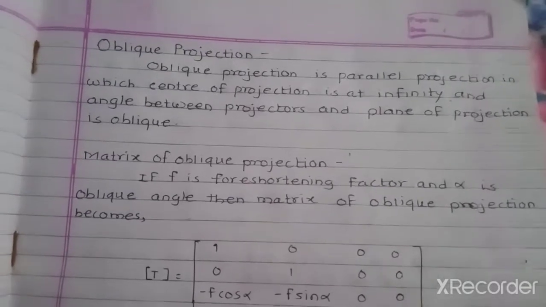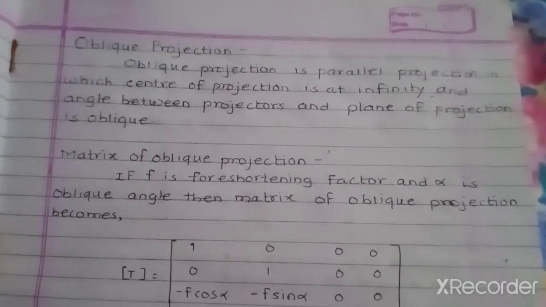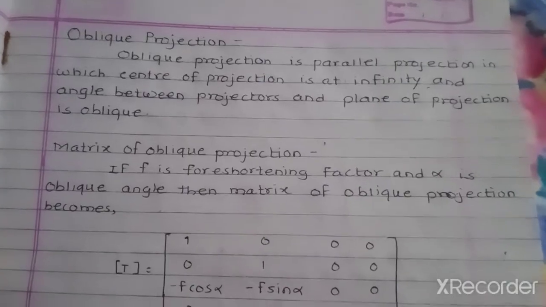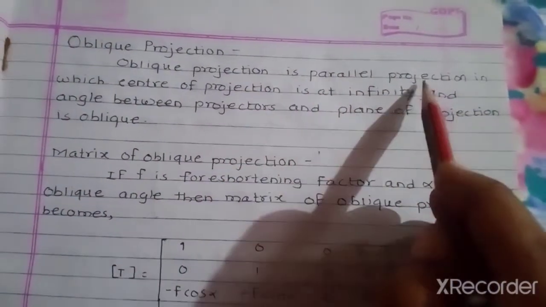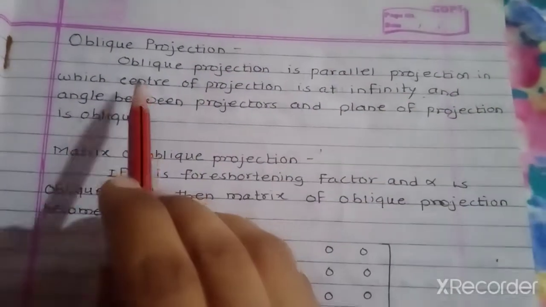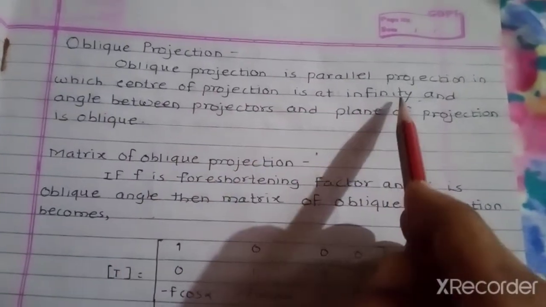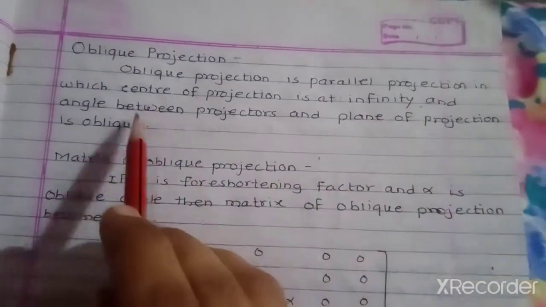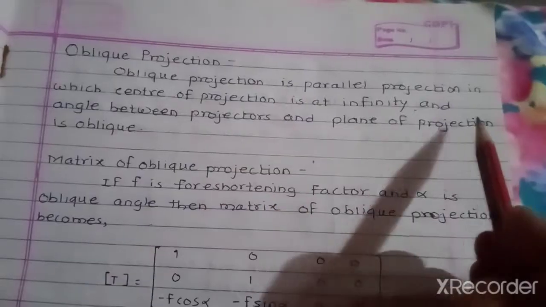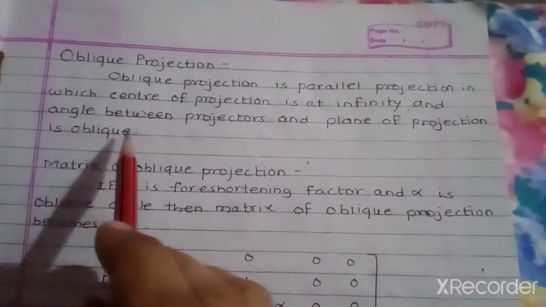Our today's topic of video is oblique projection. Oblique projection is a parallel projection in which the center of projection is at infinity and the angle between the projectors and the plane of projection is oblique.